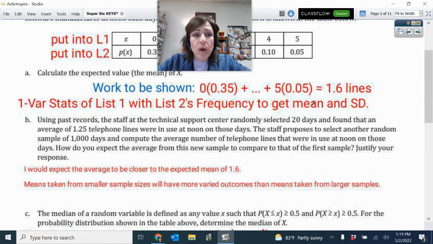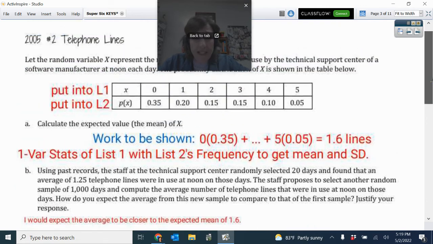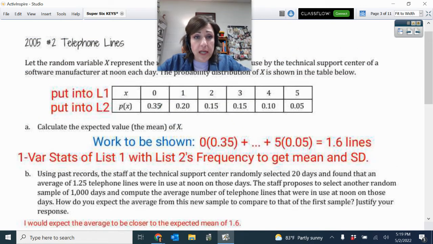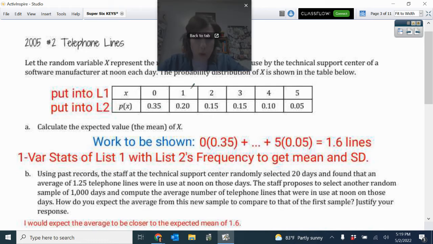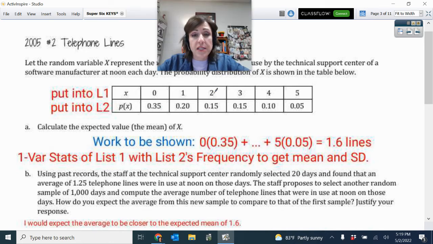So here, when we calculate that expected value, that's the mean. We're getting that from 0 times 0.35 plus 1 times 0.20 plus 2 times 0.15 and so on. Anytime I say "and so on," I put the first in the sequence up to the last in the sequence, the 5 times the 0.05. That meant on average, I expect there to be 1.6 lines open or being used at noon. And it's okay to be a decimal because that's on average what you expect to be happening.